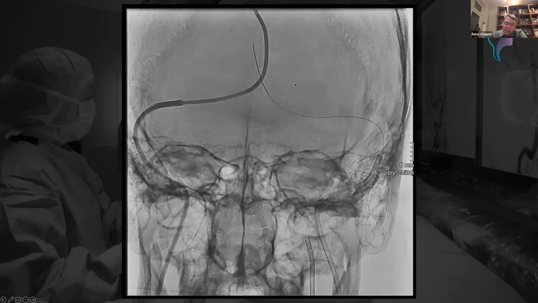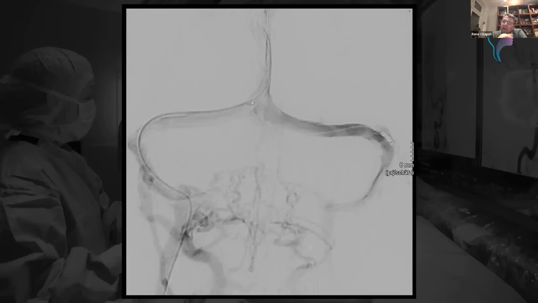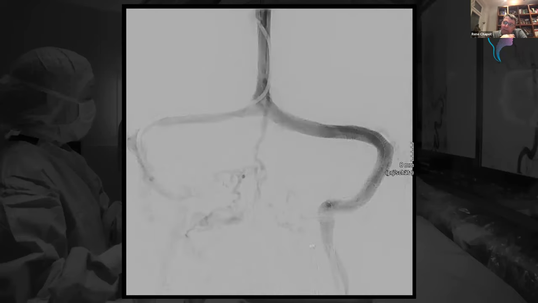When we stent only, I've been doing this in one child who was indeed very good, but it was a very focal stenosis. Here I considered that I should stent extensively. So here are wall stents. I put 3 wall stents, 7x50, which then look like this.